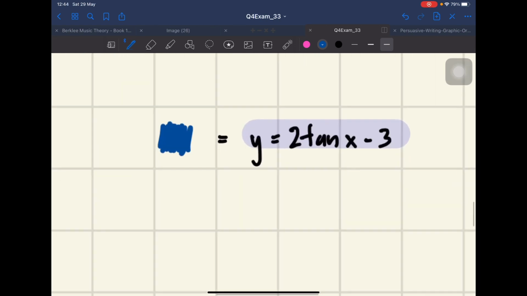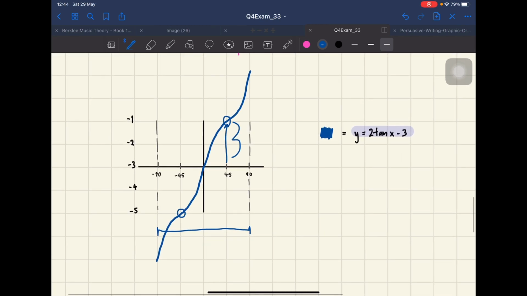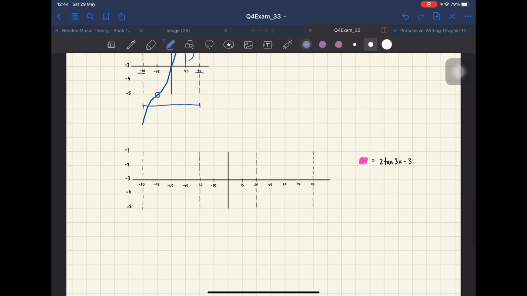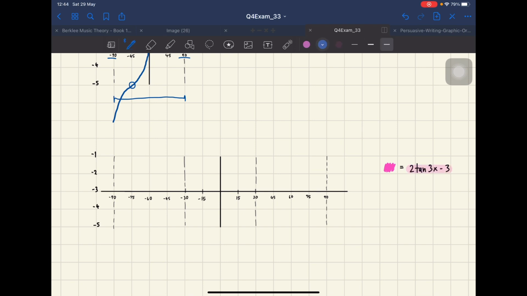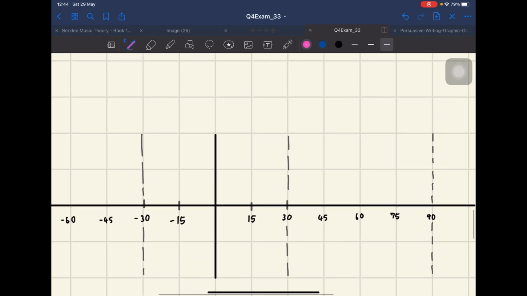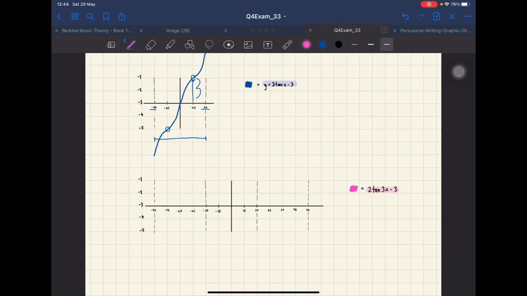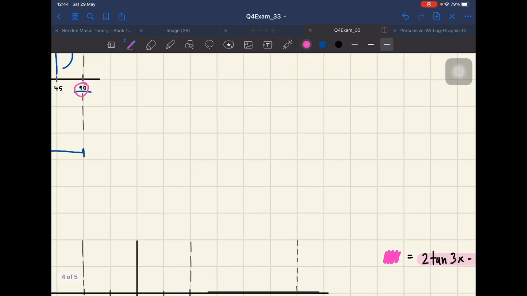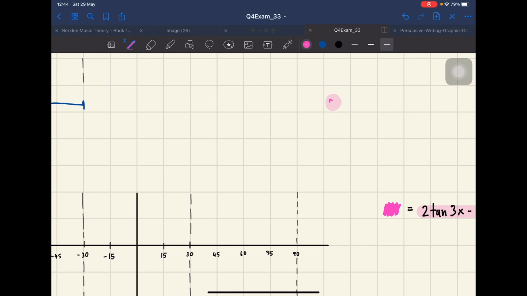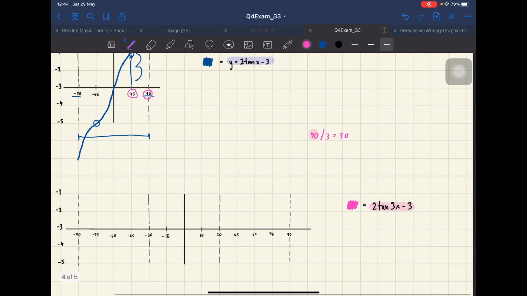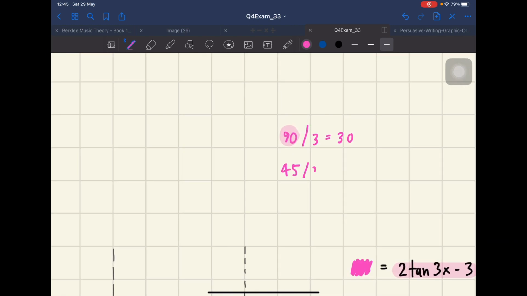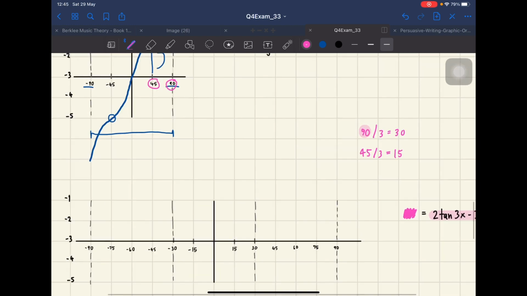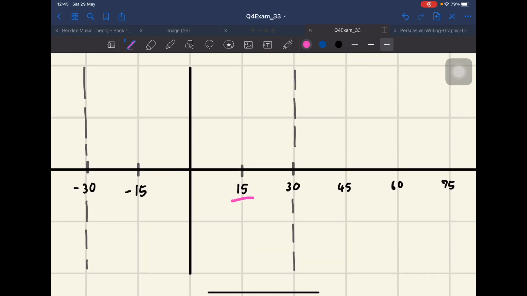So for this one, normally without 3x, it's just going to have one graph between -90 and 90, but following the question with 3x, I do it the way that I've learned. I'm going to divide this 90 by 3, and 90 divided by 3 is equal to 30. And for this one, 45 divided by 3 is equal to 15. So I'm going to replace it. This one from 45 becomes 15, and this one from 90 becomes 30.